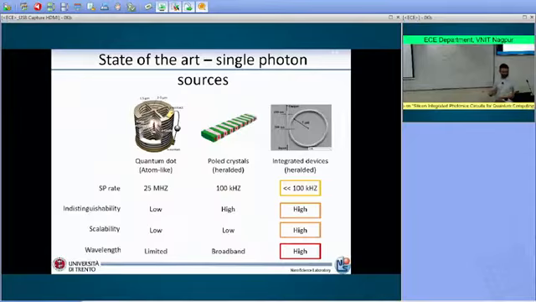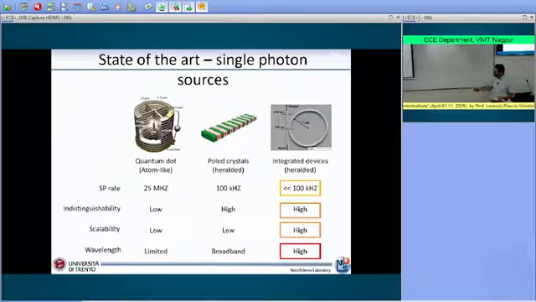I will show you a few examples, maybe tomorrow, not today. And the indistinguishability is extremely high. I will show an experiment where the two photons are really indistinguishable. The problem is that the heralded concept is based on integrated devices, for which the single photon generation rate is limited to the order of a few hundred kilohertz, meaning a few hundred thousand photons per second.